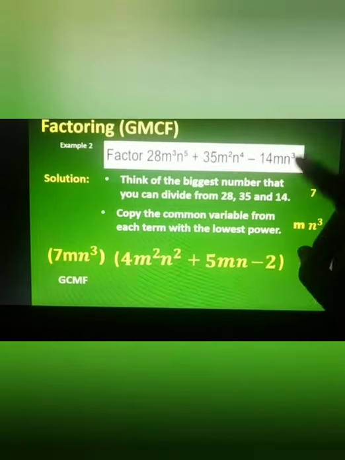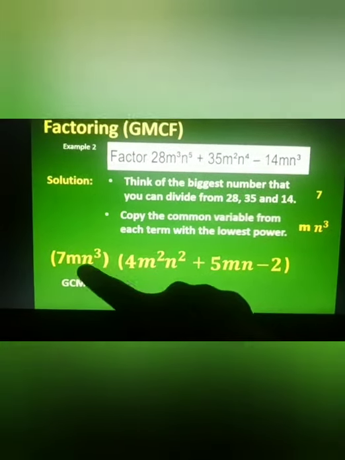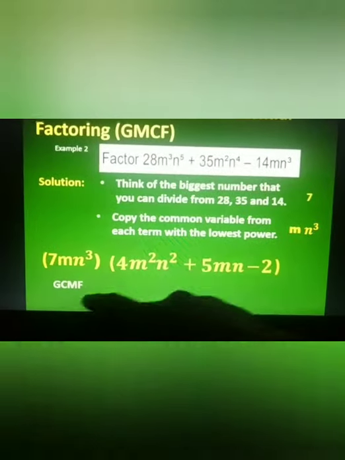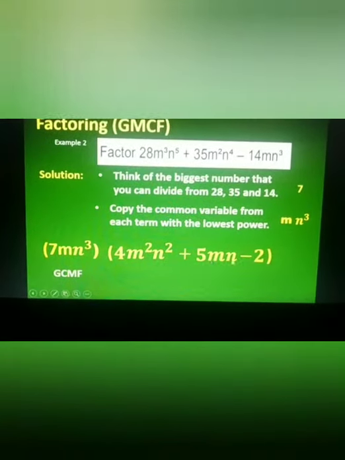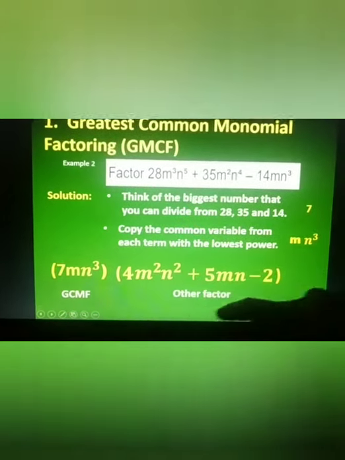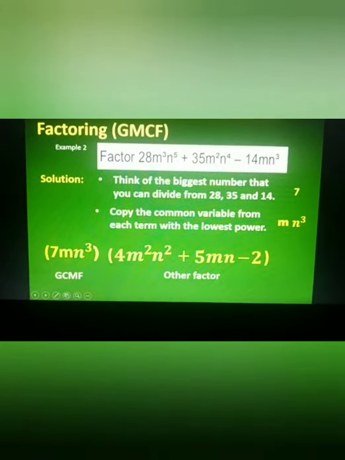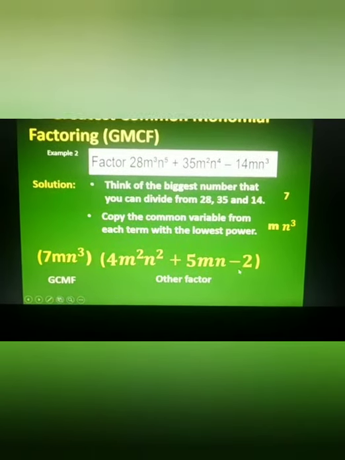The answer, 1 man gyapon. So, 2 times 1, 2 man gyapon. So, si 2 na lang. Di mo na lang pagsulat. Si 1 da or si m da, 1 na lang. Amo na lang answer. So, 4m squared, n squared plus 5mn minus 2 is called the other factor. The final factored form of our given is quantity 7mn cubed times the quantity 4m squared, n squared plus 5mn minus 2. That is it.